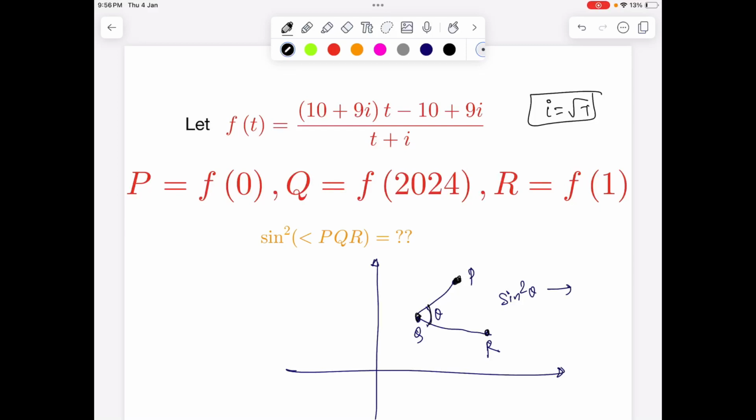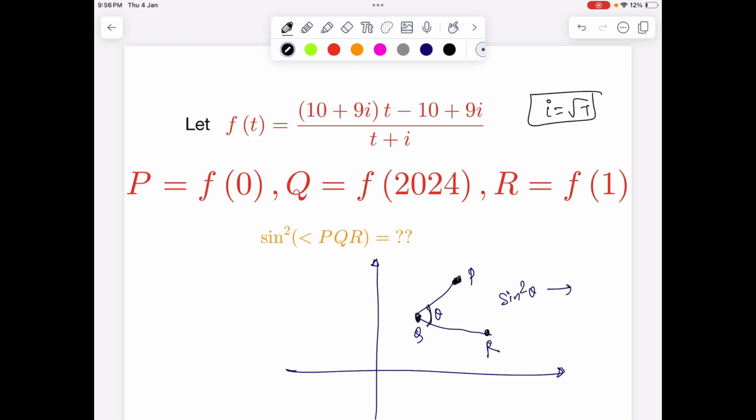problem. Let's see how to solve this problem. You can simply plug in f of 0, which is quite easy, because t equals 0 will give you (-10 + 9i)/i, whose value is known to us. Similarly, f of 1 is quite easy to calculate. The major challenge here is the calculation of f of 2024. So clearly, if we plug in t equals 2024, the calculation is going to be much clumsier.